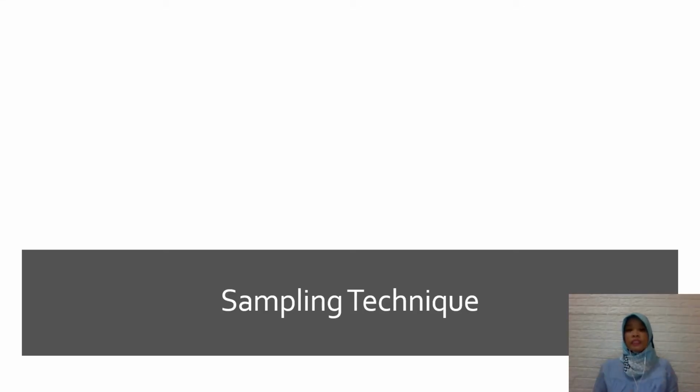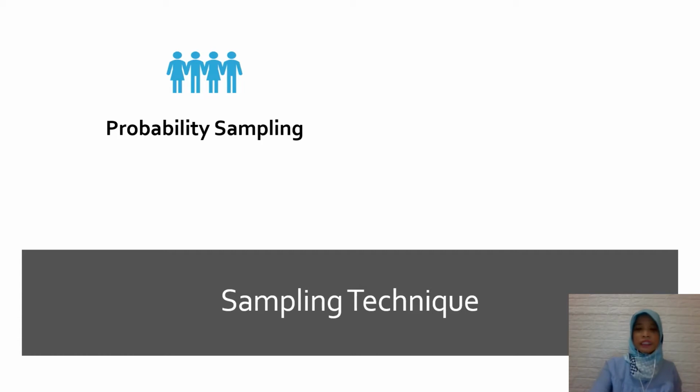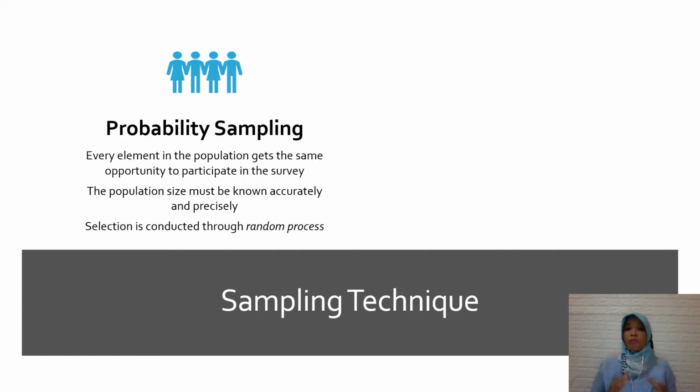So generally there are two types of sampling techniques. The first one is probability sampling. So in probability sampling, every single element, every single individual in the population gets the same opportunity, the same probability to participate in the survey.